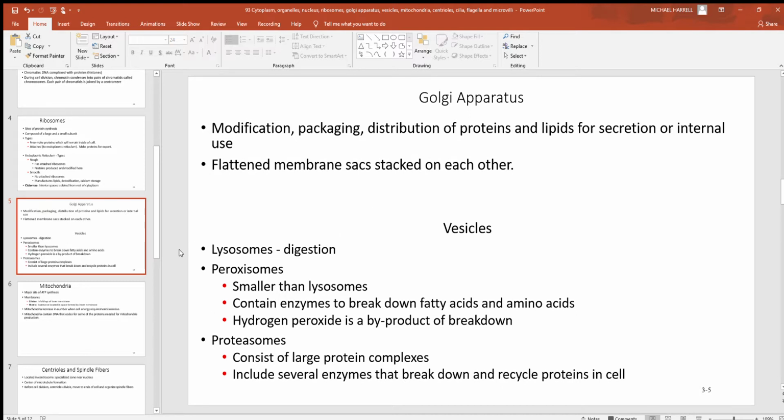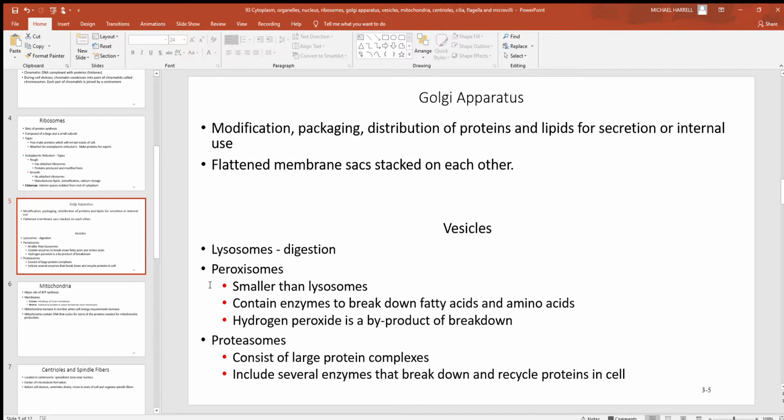Vesicles are just little packages of some type of material inside the cell. Just by looking at them, you couldn't tell which one was which. You'd have to know something about what was on the inside or what it was formed from. So there are vesicles called lysosomes, which contain digestive enzymes. So they're good for digesting, breaking down things.